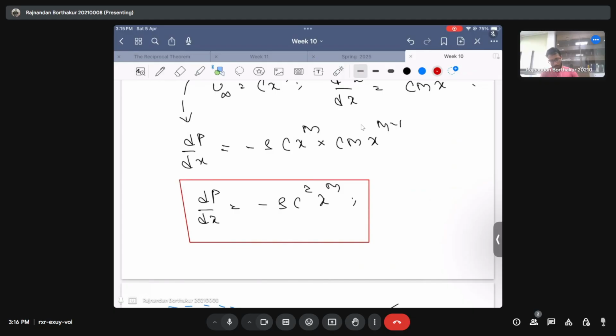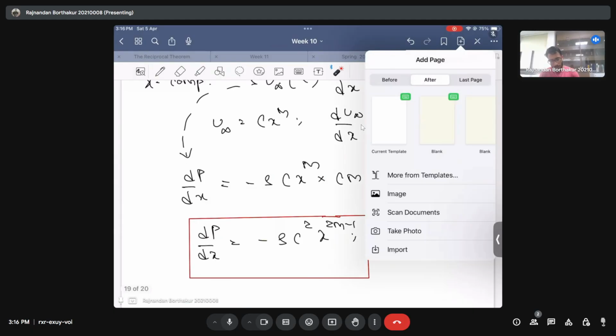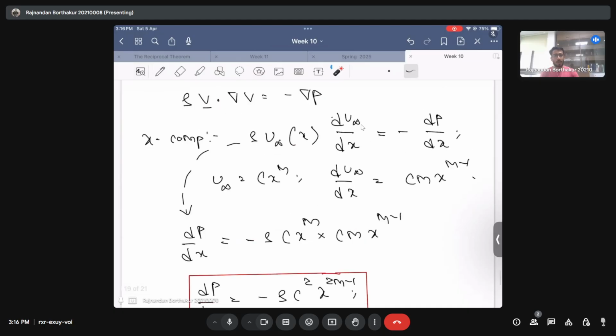Okay. Sorry, I think I made a mistake. This has to be rho c square x to the power twice m minus 1. Very sorry. Why? Because when this is m minus 1 and this is m, this becomes x to the power twice m minus 1. Okay. So this is what your dp dx would look like when we just apply the Euler's equation in this case.